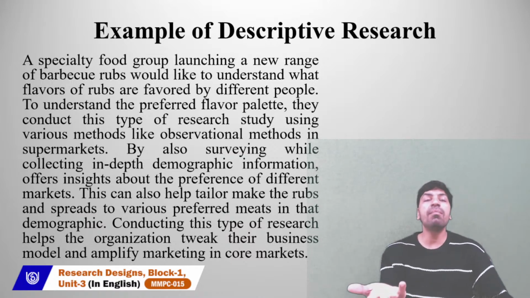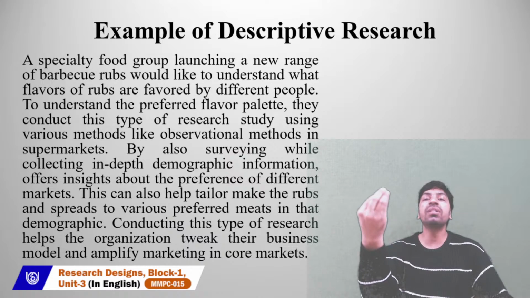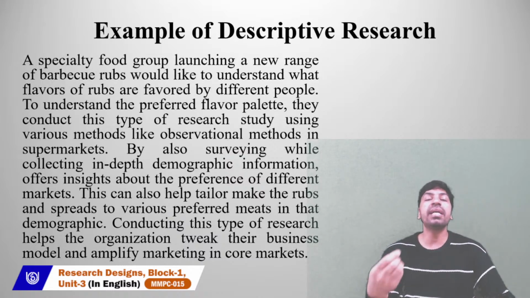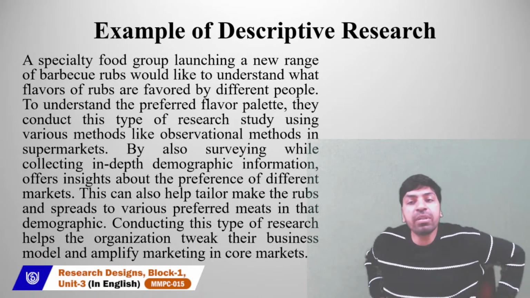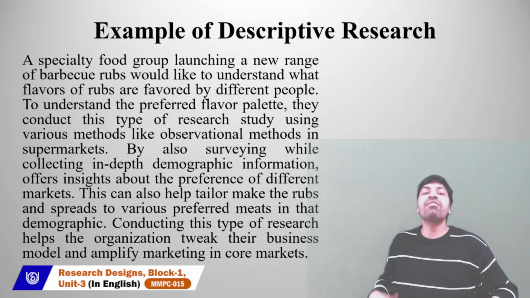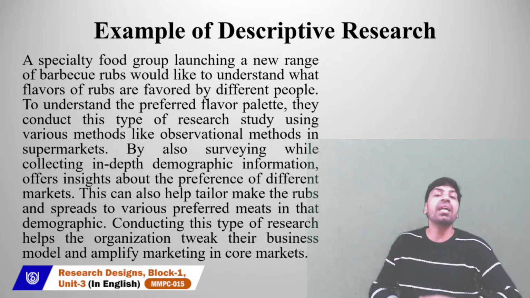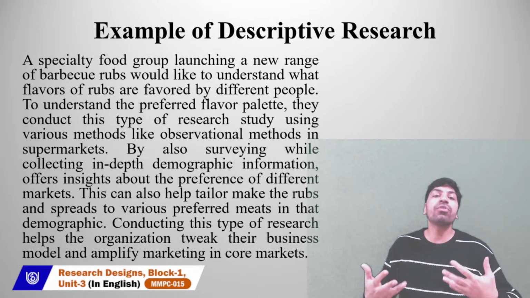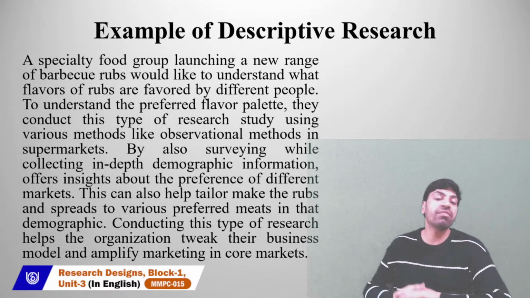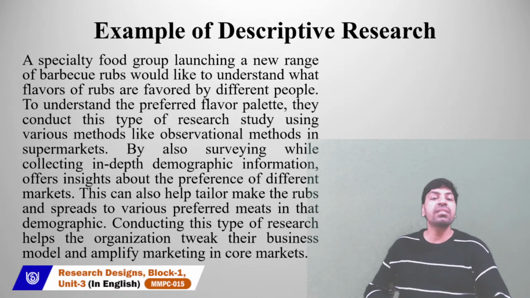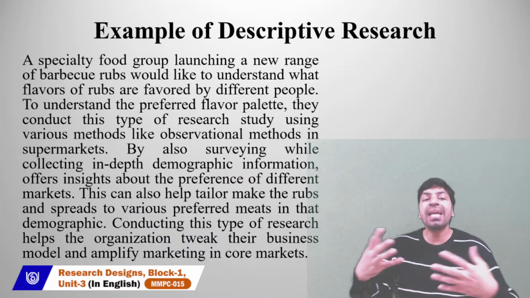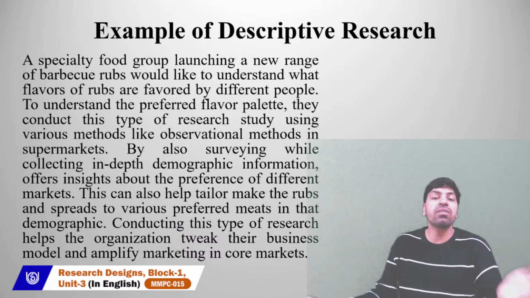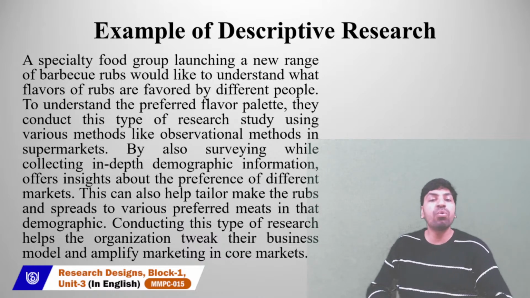So this is all about qualitative observations, that is, how the flavors of rubs are favored and preferred by different people. It's all about measuring the preferences of different people. That is why it is a qualitative observation, rather than something that can be measured numerically. It is always measured on score-based questions.